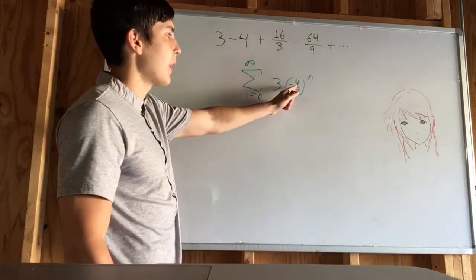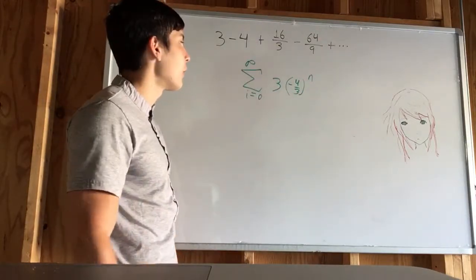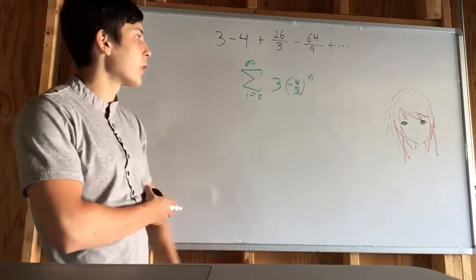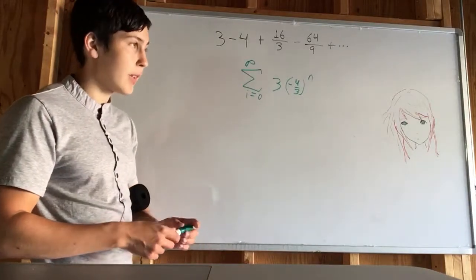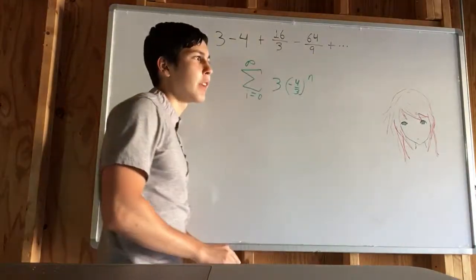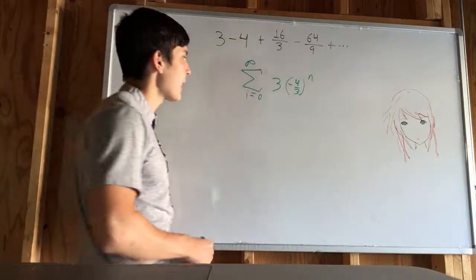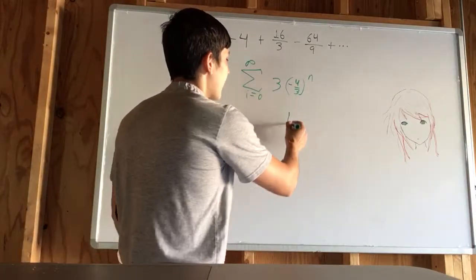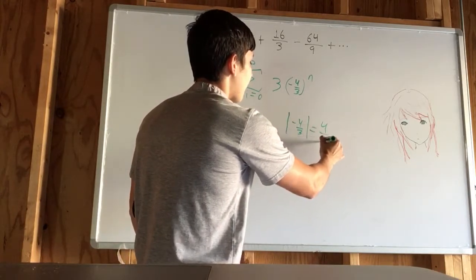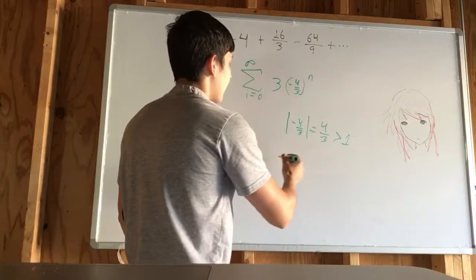But if its absolute value is greater than 1, it'll just rocket off to infinity. It's not going to reach a number. It's just going to get larger and larger the more you add to it, the more indices you move across in the direction of infinity. So in this case, because this is negative 4/3, its absolute value is 4/3. This is greater than 1, so this diverges.